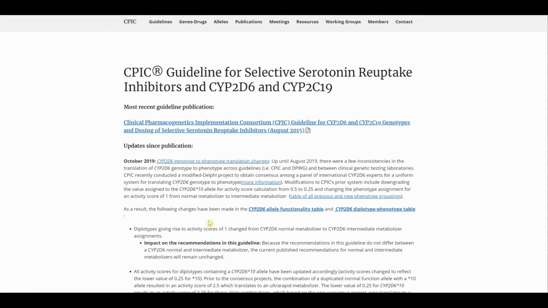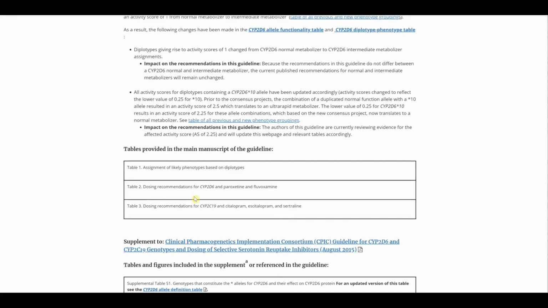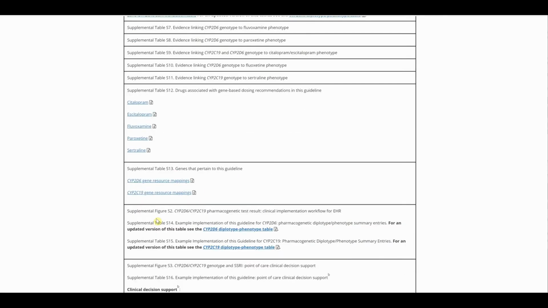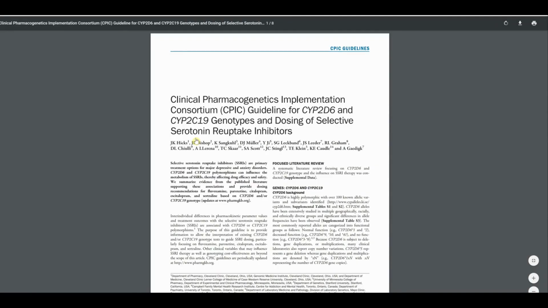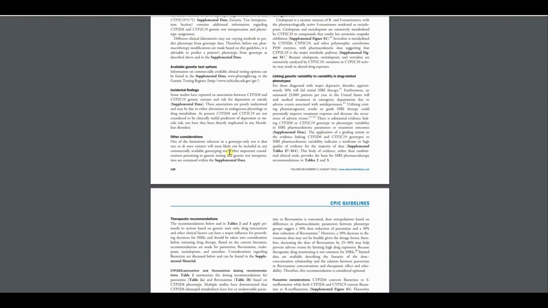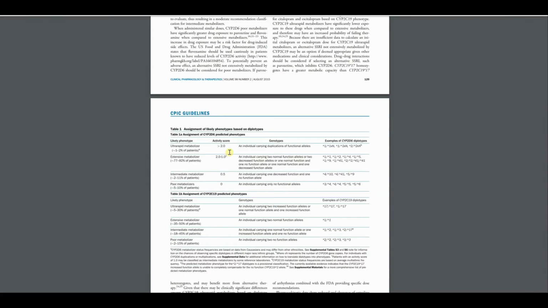If you click on the CPIC guideline, it will take you to the publication itself and any updates that it has. It always shows you what tables are in the guidelines, and it shows you the supplements, etc. It's always very useful to have this because you can click on the paper, which is always open access, and go right to the CPIC guideline, which has essentially all the information you need for this assignment, but also, in general, all the information you would need on that drug-gene pair.